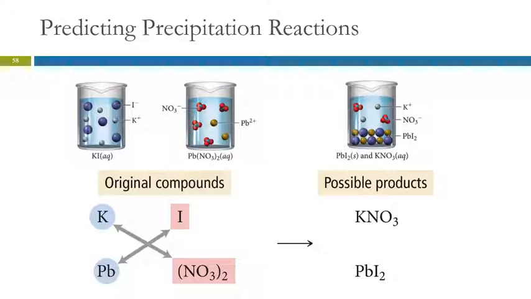When we mix these two solutions, we're going to look at what happens when we potentially switch partners. So we're going to look at what might happen if lead and nitrate get together, what might happen if potassium and nitrate, lead and iodide. And we're going to look at those combinations. So these are the two possible combinations, and we're going to apply the solubility rules to decide if one of them is going to be insoluble.